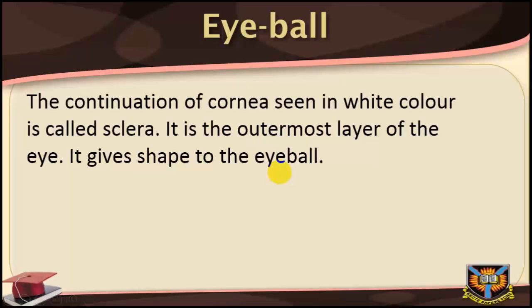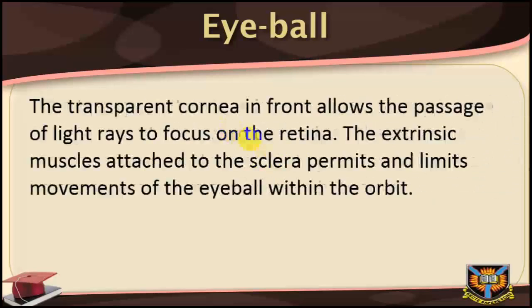The sclera or white of the eye forms the outermost layer of tissue of the posterior and lateral aspect of the eyeball and is continuous anteriorly with the transparent cornea. It preserves the eyeball and also protects the delicate inner layers. The transparent cornea in front allows the passage of the light rays to focus on the retina. The intrinsic muscle attached to the sclera permits and limits movement of the eyeball within the orbit.